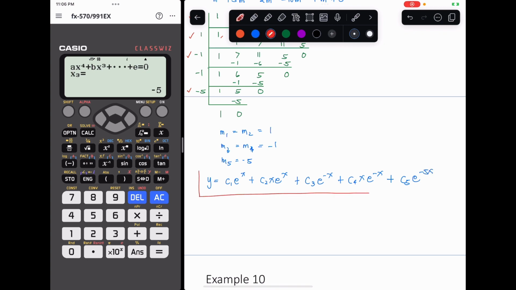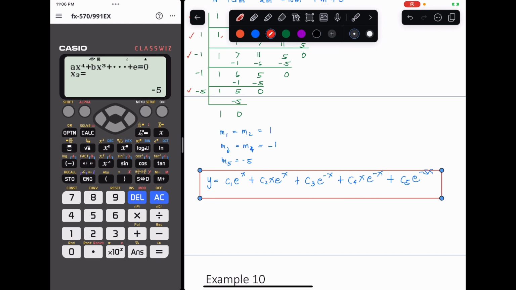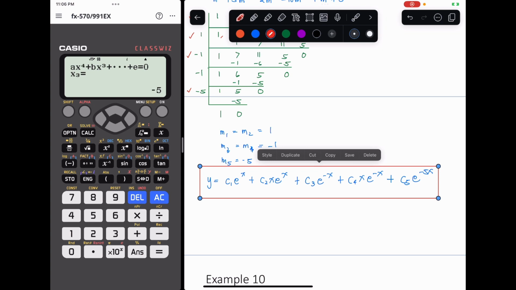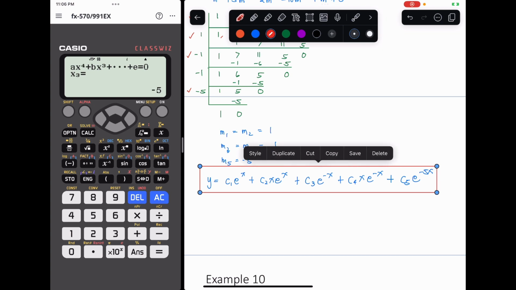And that one becomes our general solution then, for a fourth or fifth order.